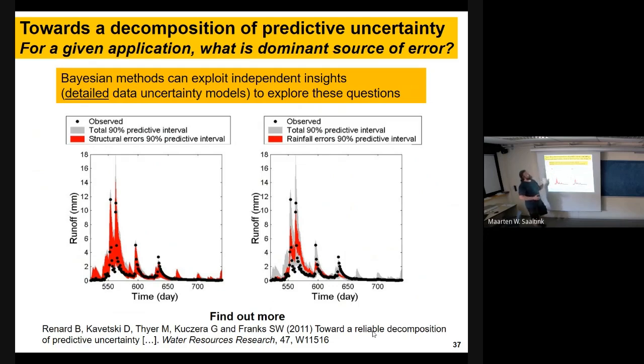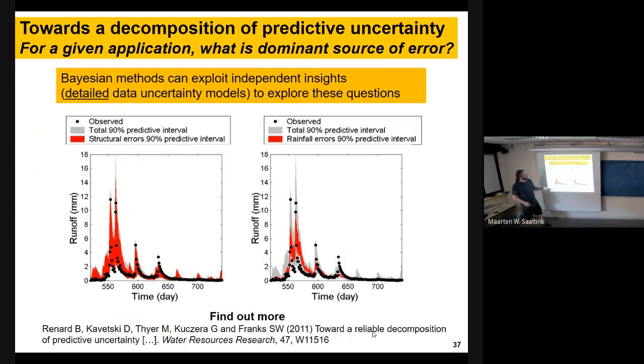But here we're looking at attributing or decomposing the total uncertainty into the constitutive sources. So if we just look at the figure on the left, we have the hydrograph and the gray bounds. You can sort of see them here. The gray ones are the total 90% predictive interval. So everything, all uncertainty is there, 90%. The red subset here is our estimated contribution of structural errors in the model.